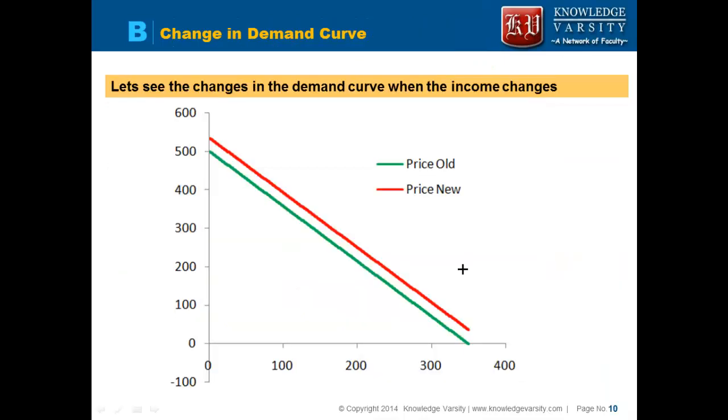So if this is the old demand curve, at 300 you are buying this quantity, and when the price is decreasing you are buying more quantity. So you are moving from this point to this point. It is your movement along the curve. But when you increase the income, you will find that the quantity demanded is increasing. You will find that there is a shift.